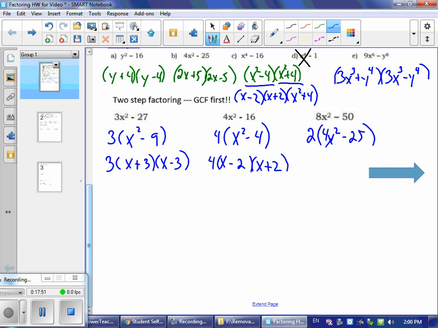And again, 4x squared and 25 are perfect squares. There's a difference. We must factor them. 2. Square root of 4x squared is 2x. Square root of 25 is 5. One's plus, the other's minus. Difference of squares. Okay, moving on.